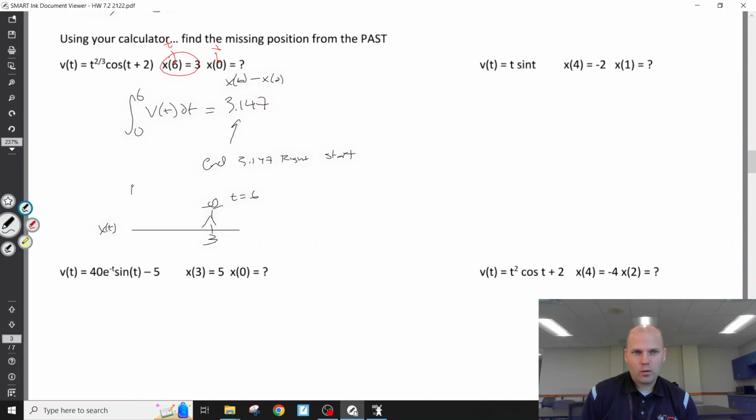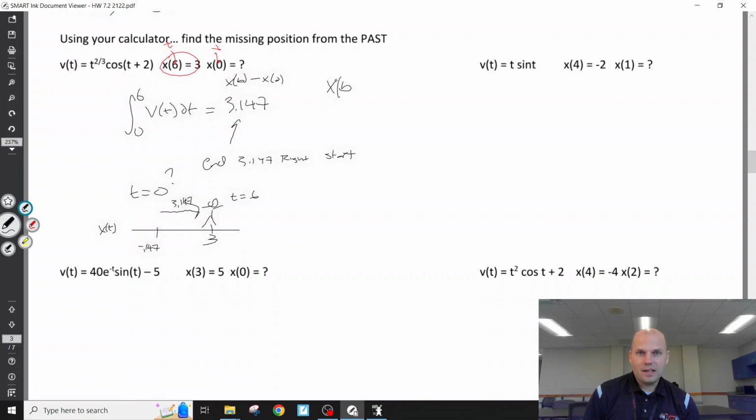I'm asking, where was he at a time of 0? Well, if he had to go 3.147 to the right to get there, he must have started at negative 1.47 as a position. Doesn't that make sense? Yes. Now watch how the calculations work.